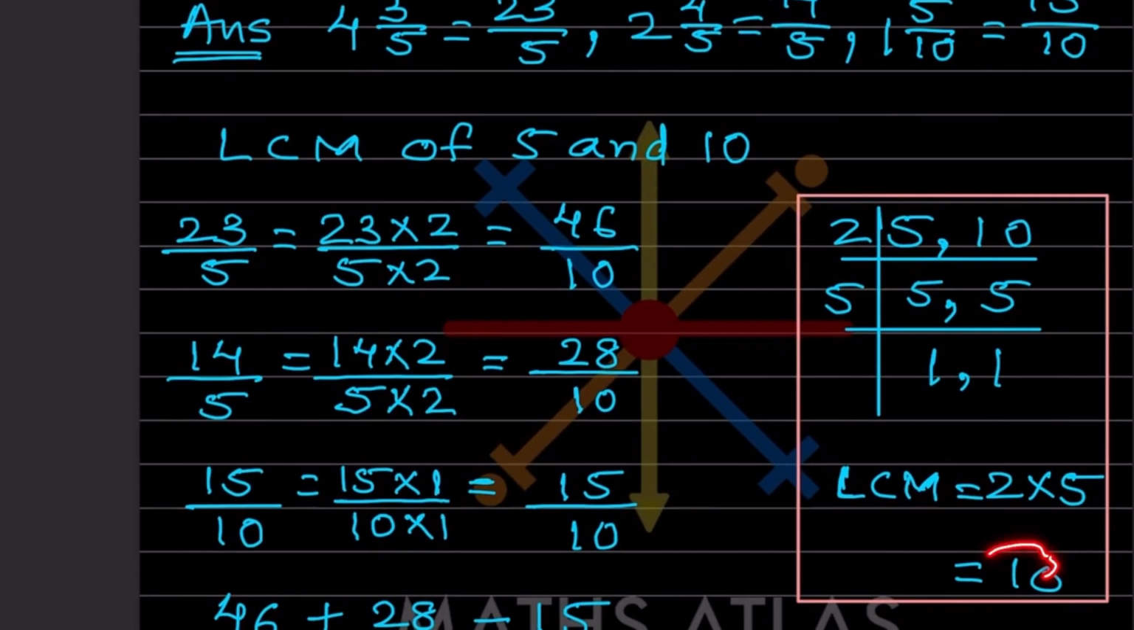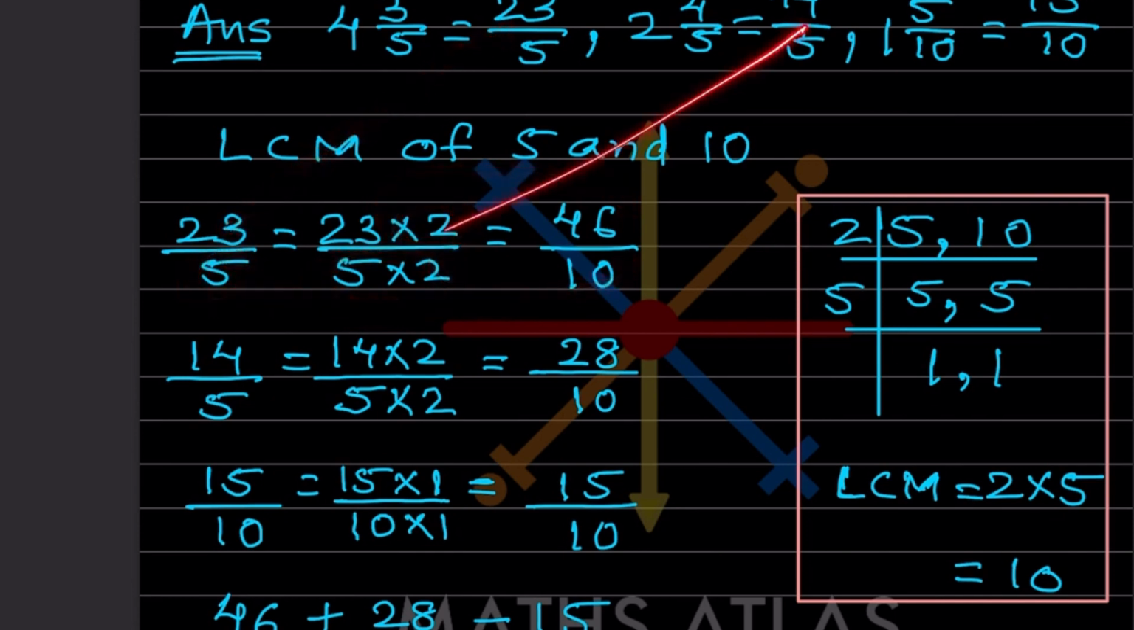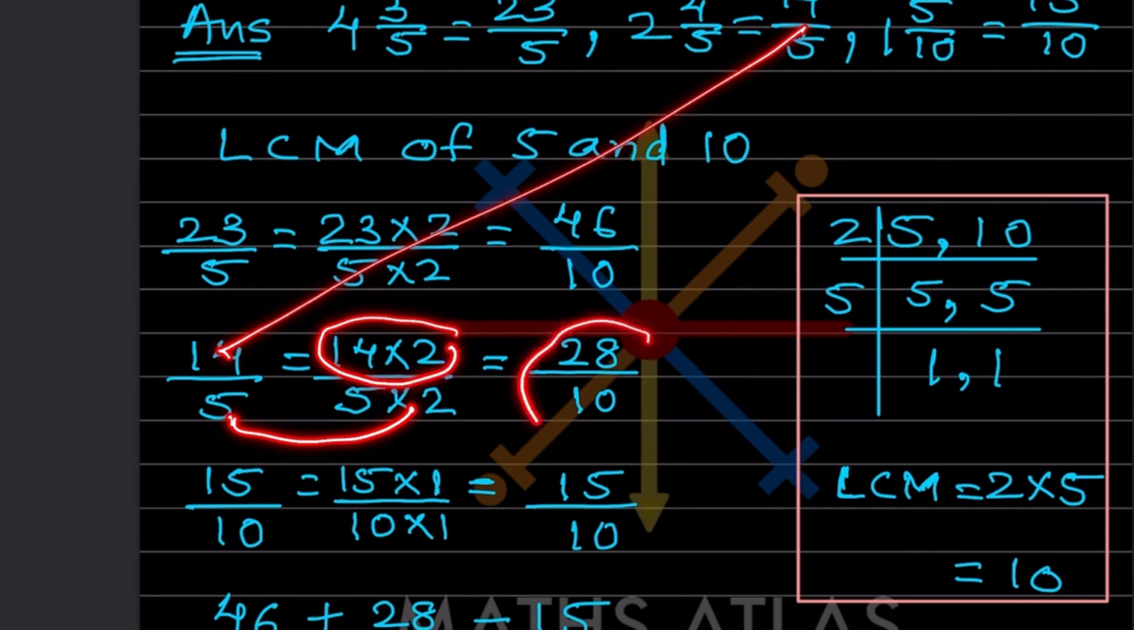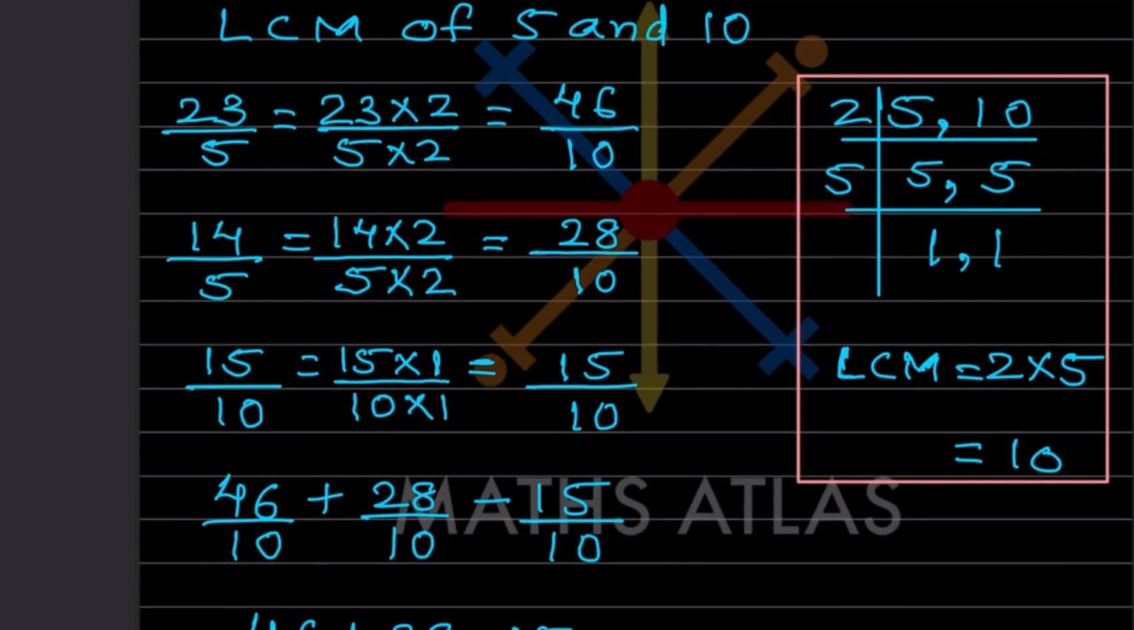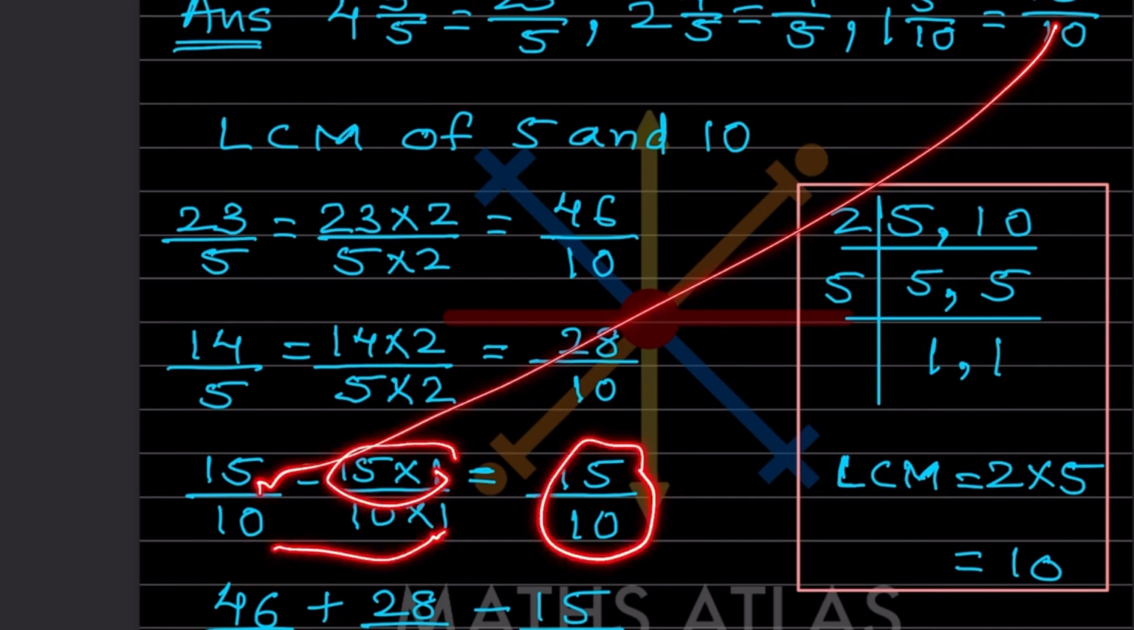What do you get as the LCM here? 10. So LCM of 5 and 10, again this is 10, right? So what will you do? 23 by 5, here the denominator is 5. You have to multiply this by 2. Same over this, multiply by 2. So that is 46 by 10. Again when you take this number, multiply by 2 to make it 10. 14, this will be 28 by 10. Again 10 means here 15 by this one. 10 ones are 10. So this also should be multiplied by 1. So that is 15 by 10.